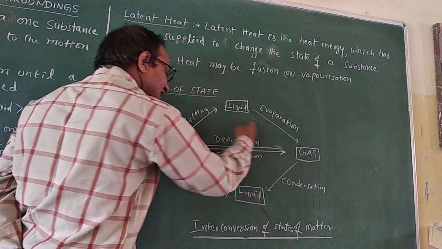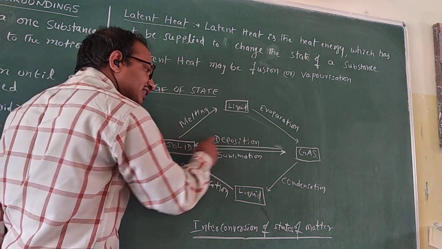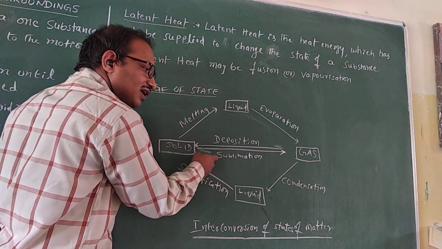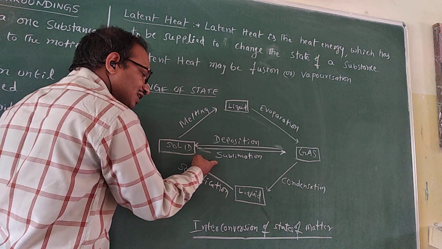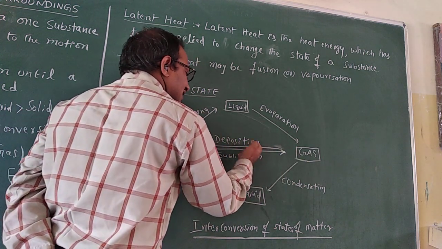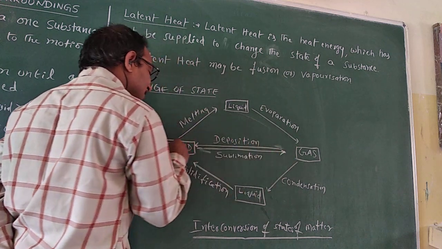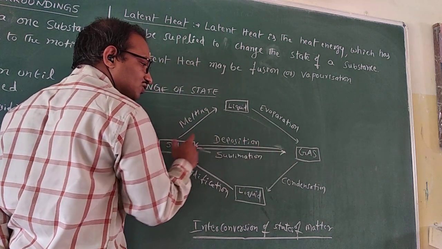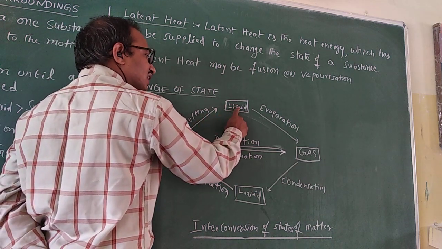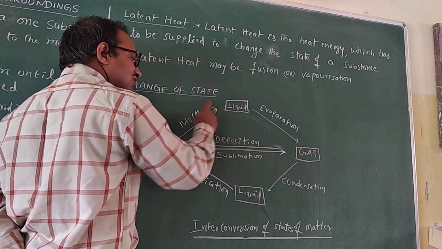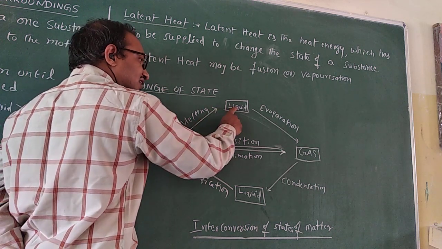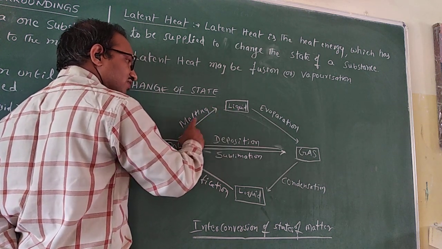If gases are directly converted to solid, the process is called deposition. Sublimation and deposition are exactly opposite. Sublimation means solids are directly converted to gas, and deposition means gases are directly converted to solid. Next, when solids are converted to liquids, we call it melting or fusion.